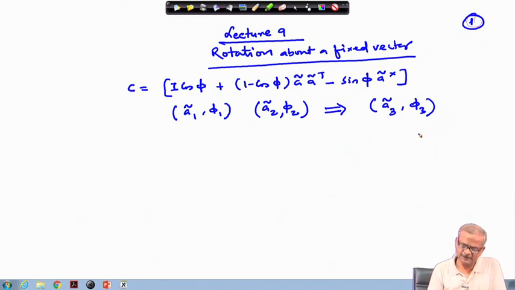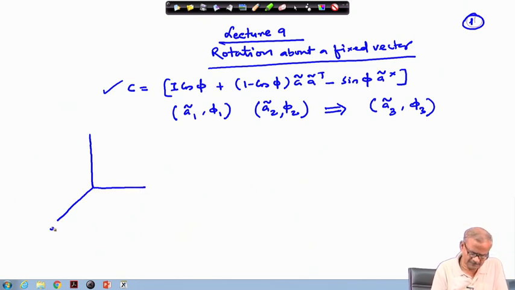So, we will get back to that, but before this I told you that we will be discussing that this rotation matrix is indeed a rotation about the vector A tilde by phi, which we have to check geometrically. That we have not still done, so today we are going to do that.